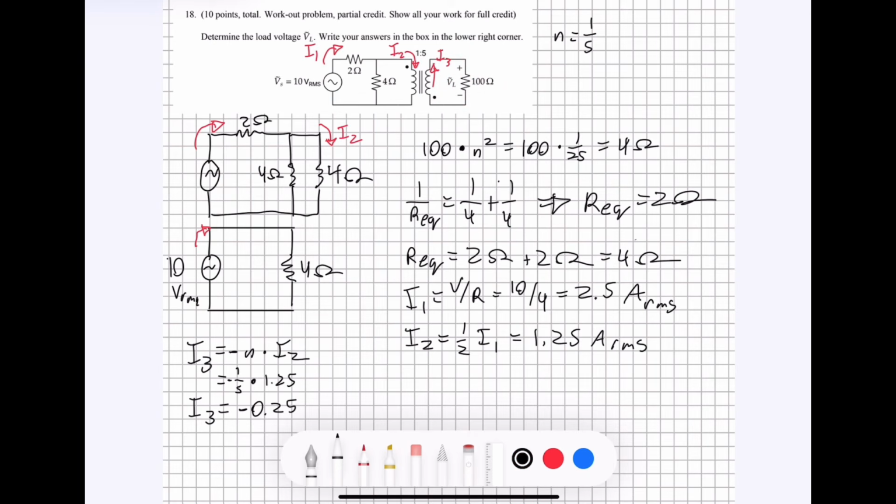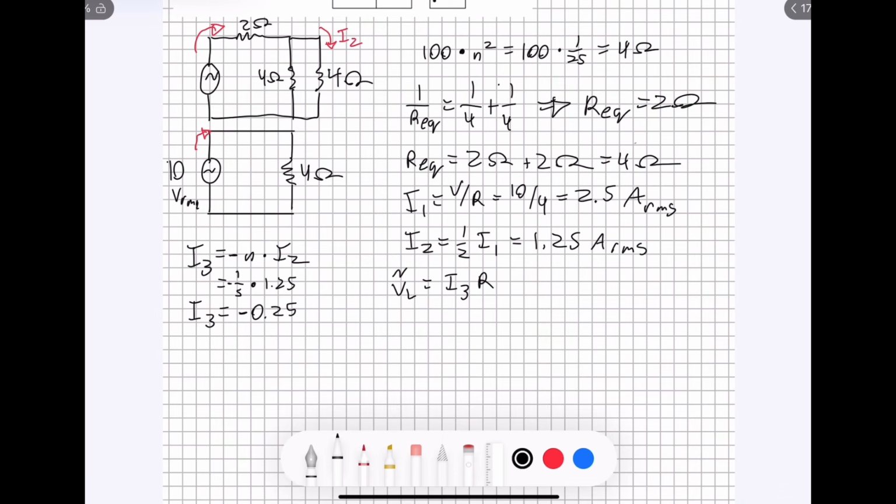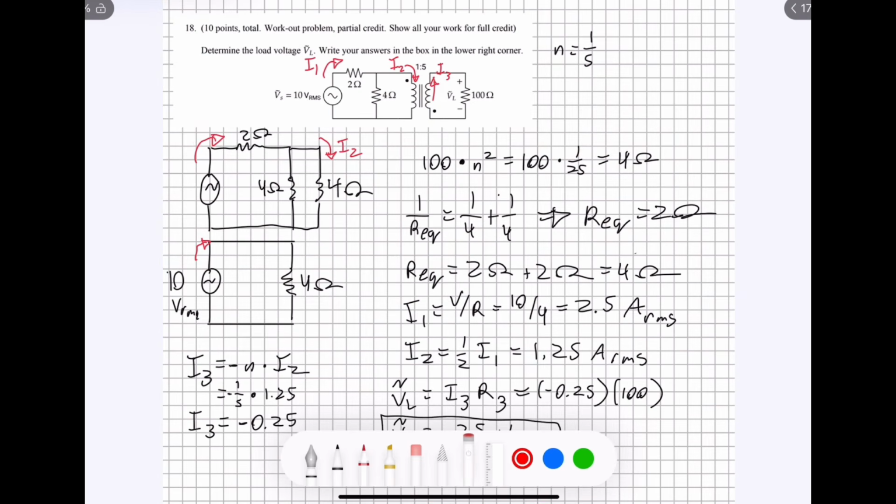The last thing we have to do is just use Ohm's law one more time to find our final value. V is equal to IR. So -0.25 multiplied by 100, which is what we have up here, gives us VL is equal to -25 VRMS. And that is our final answer for question number 18. That is what VL is equal to.